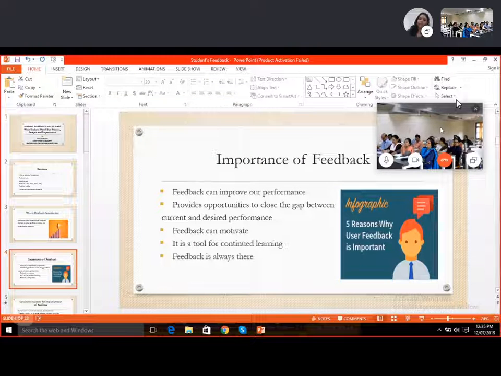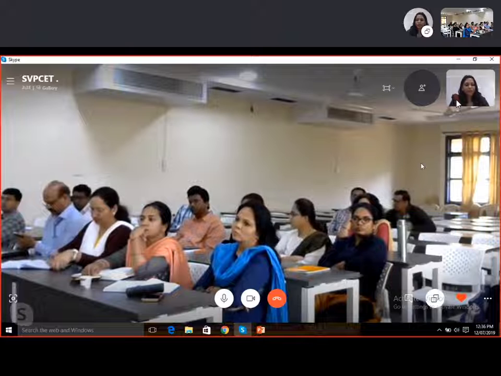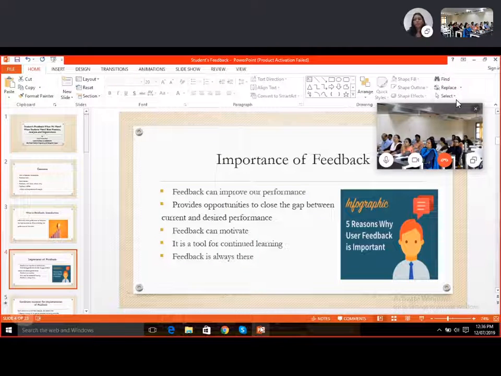So the importance of feedback is why we take the feedback. Feedback is necessary because it can improve our performance. As we know, every human being is a non-stop, lifelong learner, and for that process we need improvement, and that's why feedback plays the vital role. It provides the opportunity to close the gap between current and desired performance. Whatever performance I am giving right now is not the desired performance according to the student side, so it is the opportunity to close the gap between our performance and the students' desired performance.